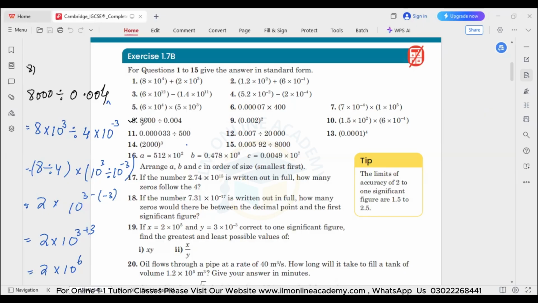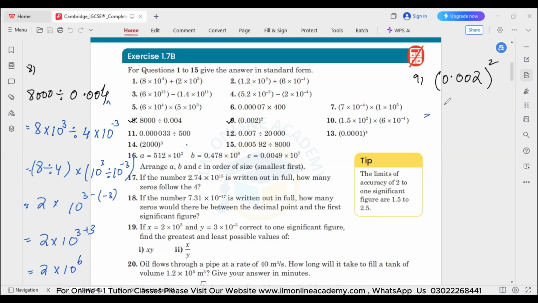Okay, so let's go on with the ninth one. Hope the questions are getting clear. The ninth one is 0.002 to the power of 2. First, it's good for you if you change the number into standard form and then take the square, and you will see how easy this one is.